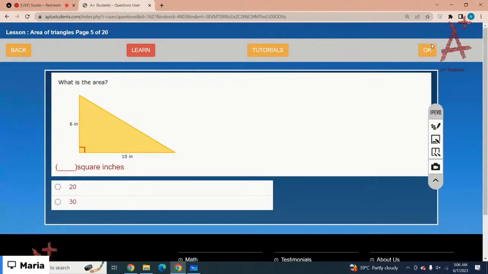Okay, what is the area of the triangle? You have to do half times base times height. You have to do 10 times 6, that would be 60, and divided by 2 equals 30 square inches. So the correct option is 30.